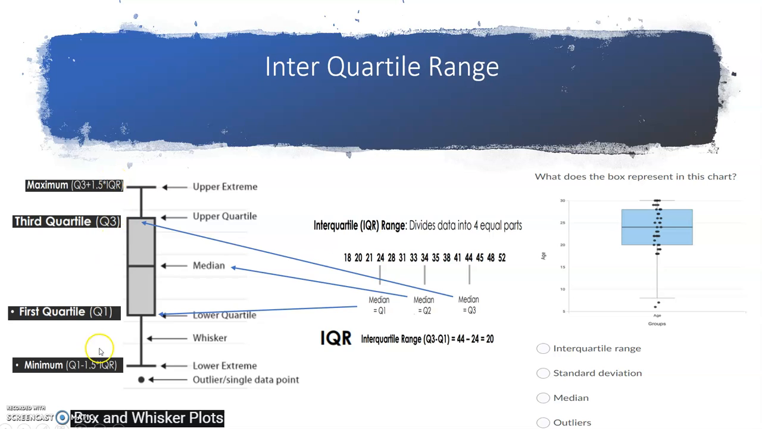When you see this box plot, if one score falls outside of this minimum and the maximum line, then that can be considered as an extreme score, an outlier. So the answer is the interquartile range. This box represents the interquartile range.